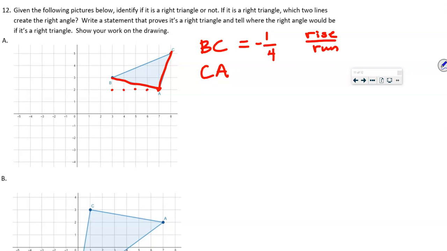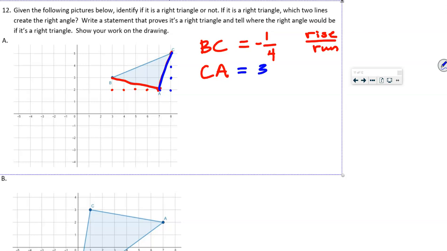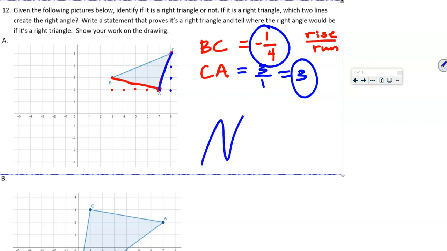Now let's talk about this other side right here. CA. Okay, so again, is it rising or falling from left to right? It's rising, so it's going to be positive. So how far? 1, 2, 3 up, and how far? Over 1, right? So that's our 3. So is there any relationship between that -1/4 and that 3? No, so this is not a right triangle, right?